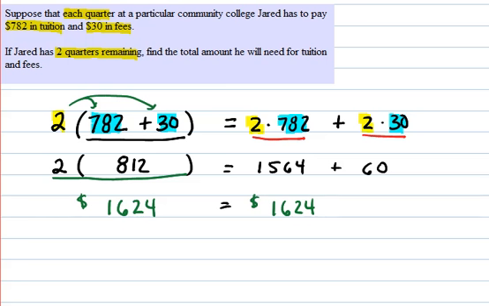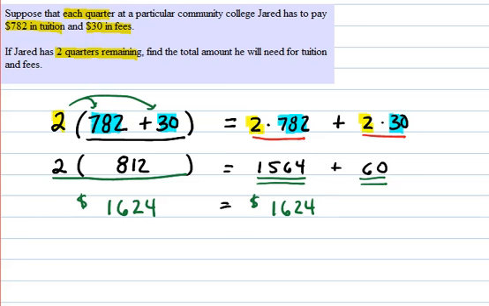One other comment here, most people say, well, the left-hand side is the easiest. You simply add the two together and then multiply. It's shorter. But there is an advantage to the right-hand side. On the right-hand side, if you needed to know what his total amount he paid for tuition would be and the total amount for fees, those numbers are part of the problem.